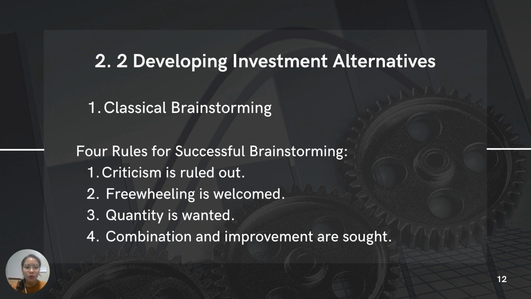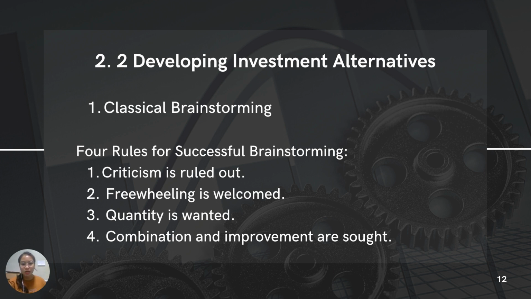There are two approaches that have found wide acceptance in industry for developing sound investment alternatives by removing some of the barriers to creative thinking. First is the classical brainstorming, this one on your screen, and the other one is the nominal group technique, or NGT.